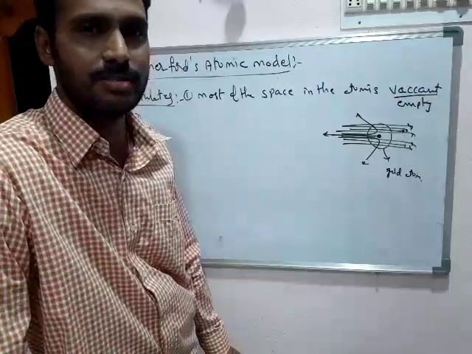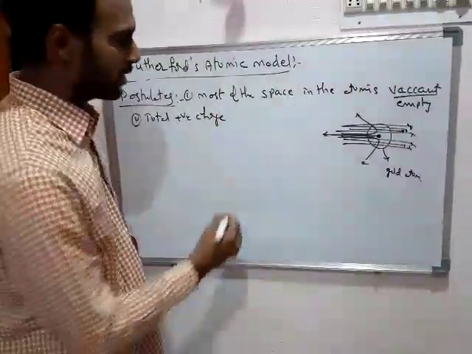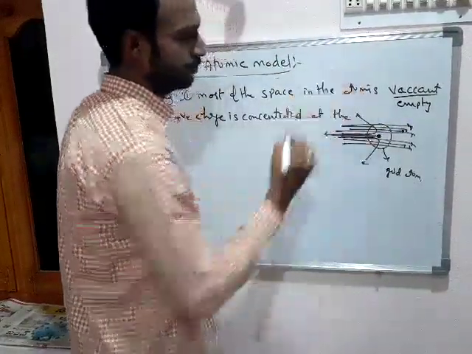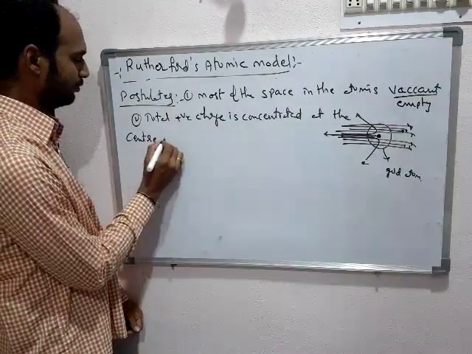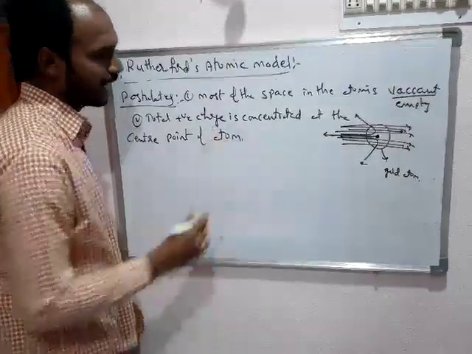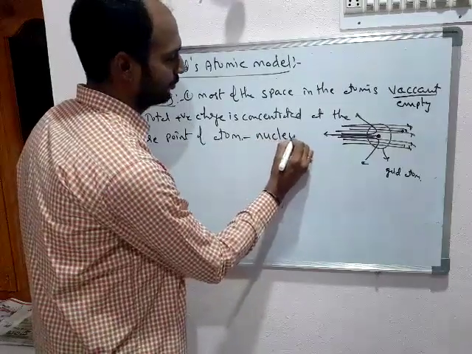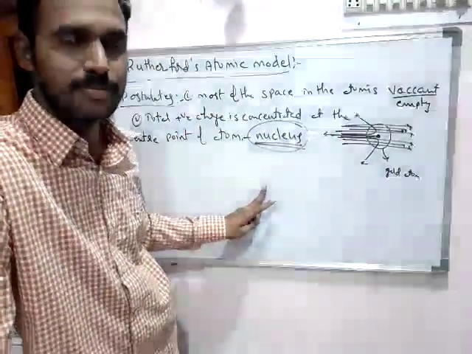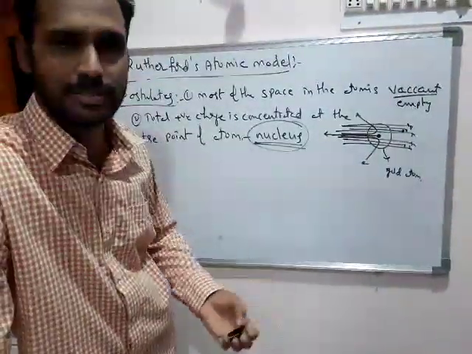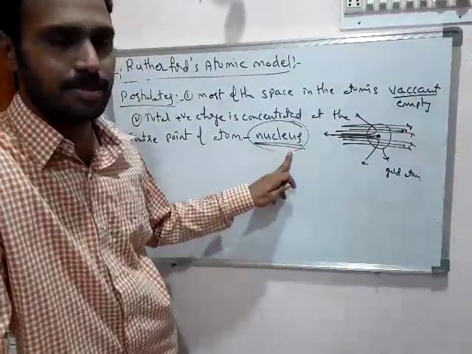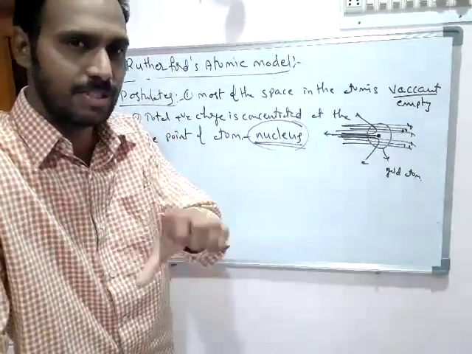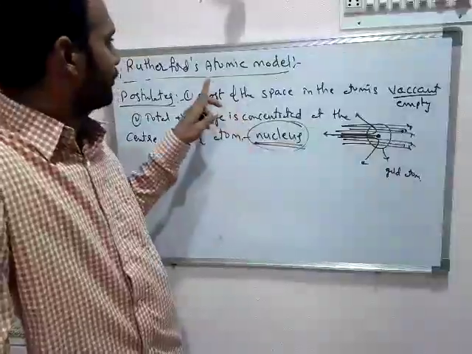With these observations, he concluded that the total positive charge is concentrated at the central point, at the center of the atom, which is known as the nucleus. This is a very good thing in the Rutherford atomic model. Before the Rutherford atomic model, there was no concept of the nucleus. The total positive charge is concentrated at the center of the atom, which is treated as the nucleus. This was introduced for the first time by Rutherford in his atomic model.